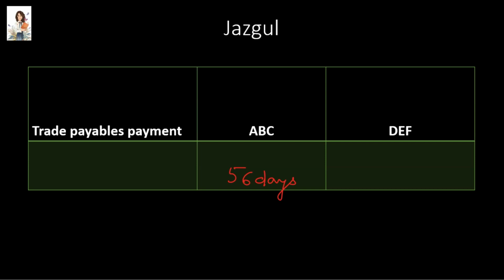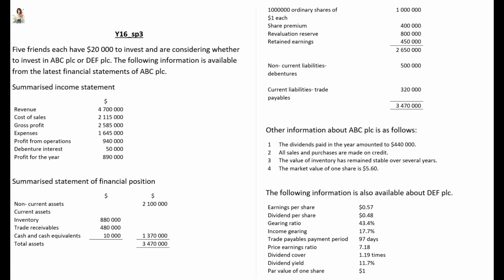That means ABC PLC was paying its trade payables in 56 days. Let us see the trade payables payment period for DEF PLC. DEF PLC has a trade payables payment period of 97 days. Let us compare this with the trade payable payment period of ABC PLC.